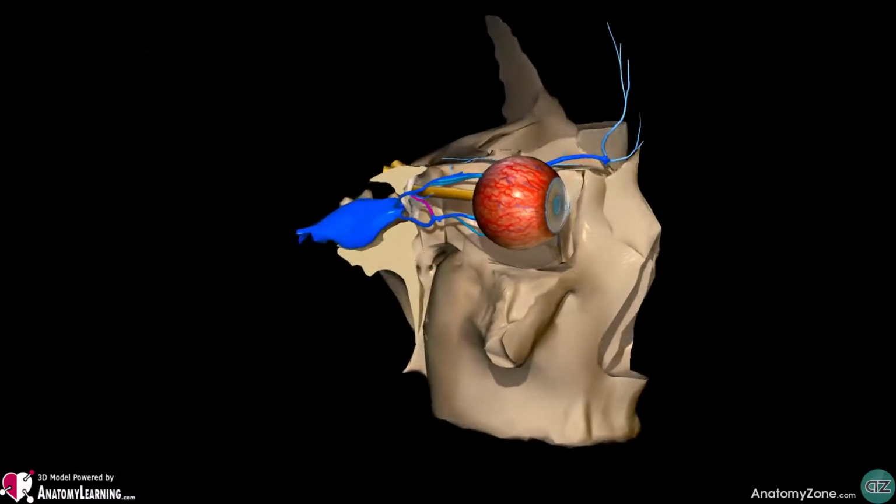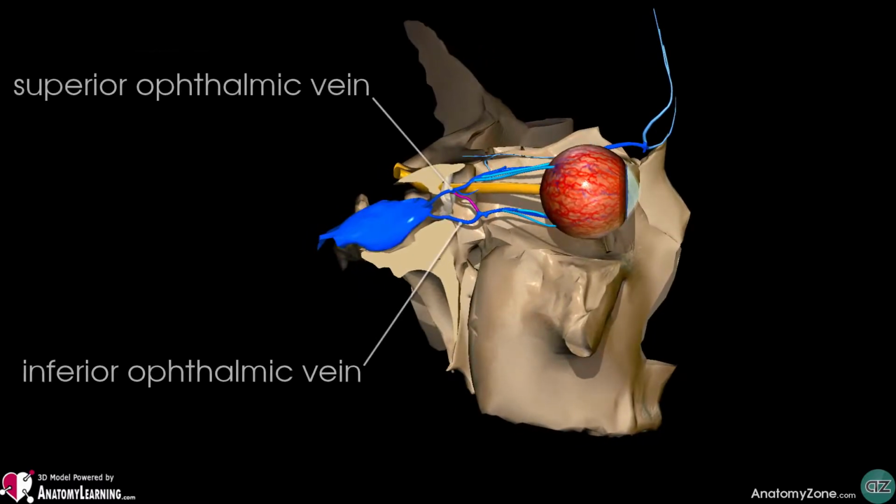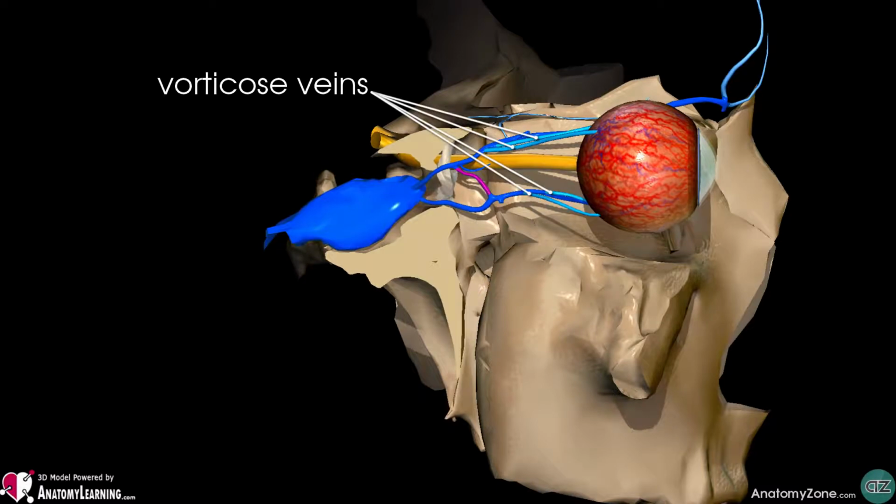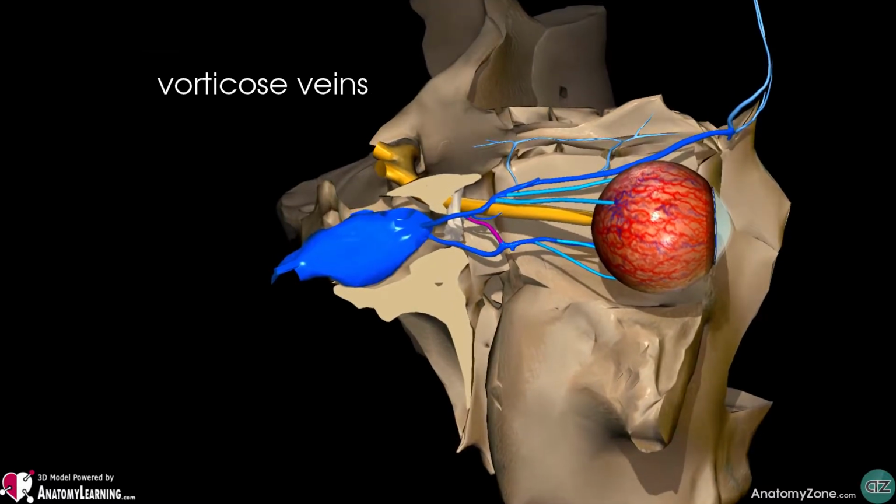Venous drainage of the eyeball is carried out by the superior and inferior ophthalmic veins. There are four large veins, the vorticose veins, seen here in light blue, which drain the posterior quadrants of the eyeball. You can see these two superiorly located vorticose veins draining the posterior superior quadrants to the superior ophthalmic vein. Likewise, inferiorly, these two vorticose veins drain the posterior inferior quadrants to the inferior ophthalmic vein.